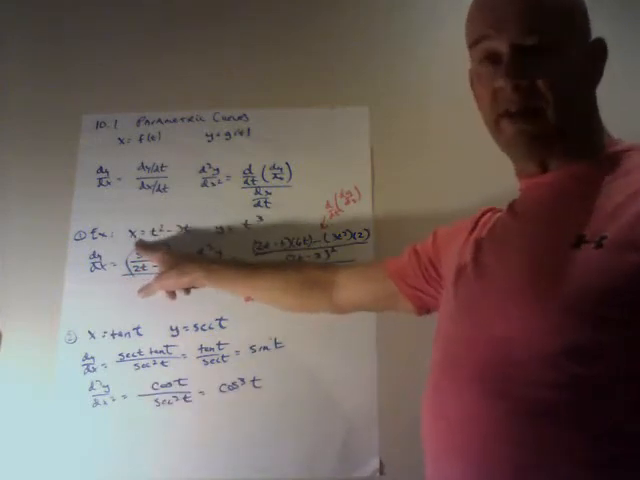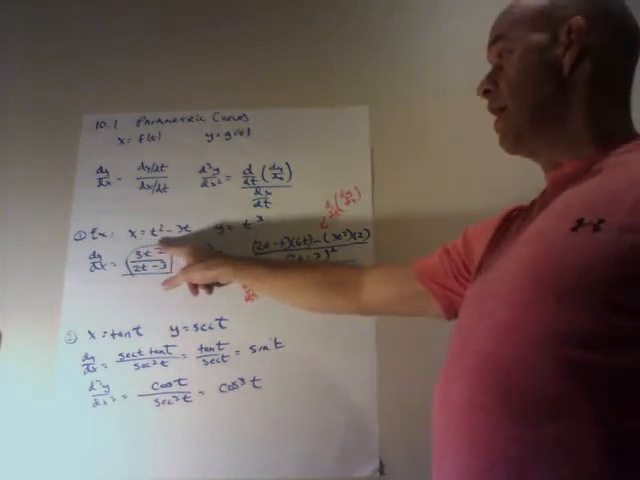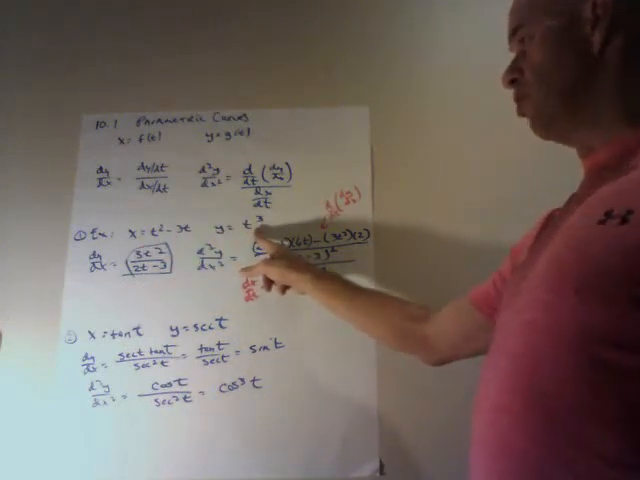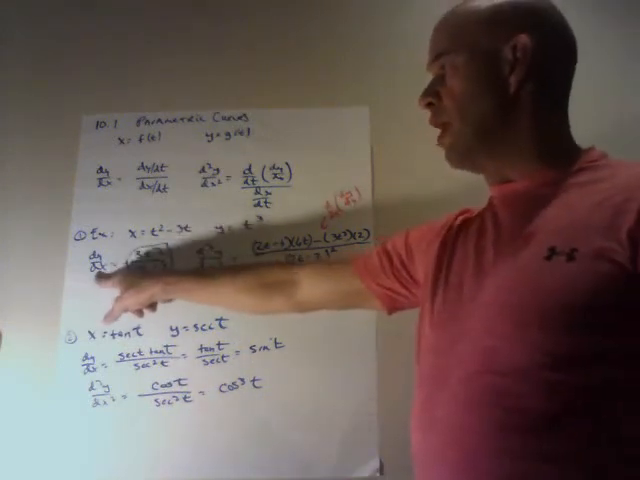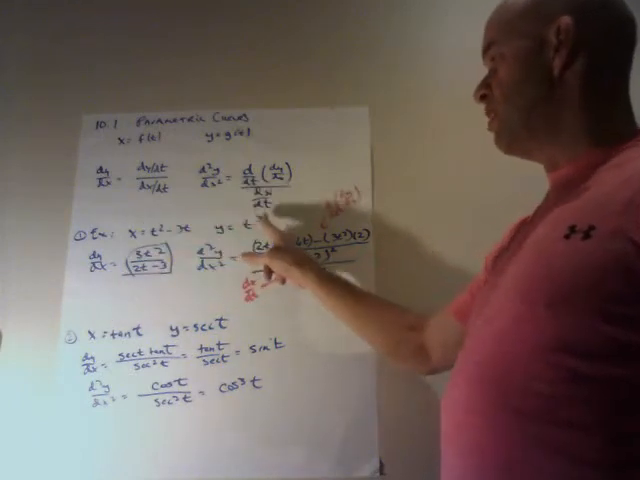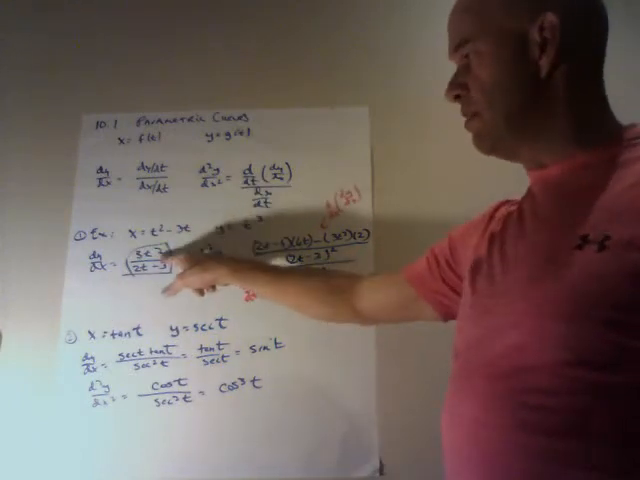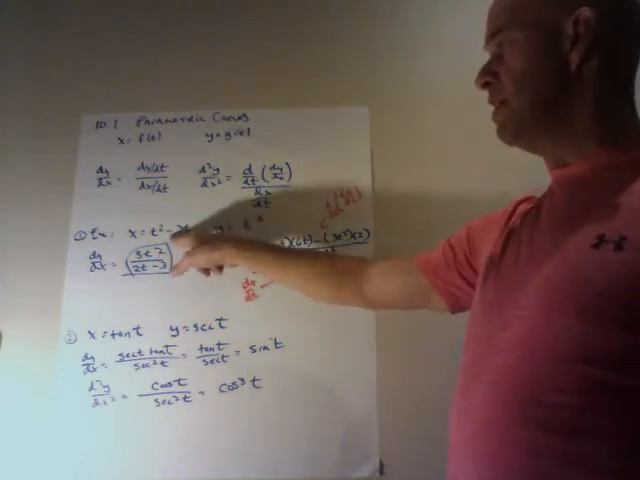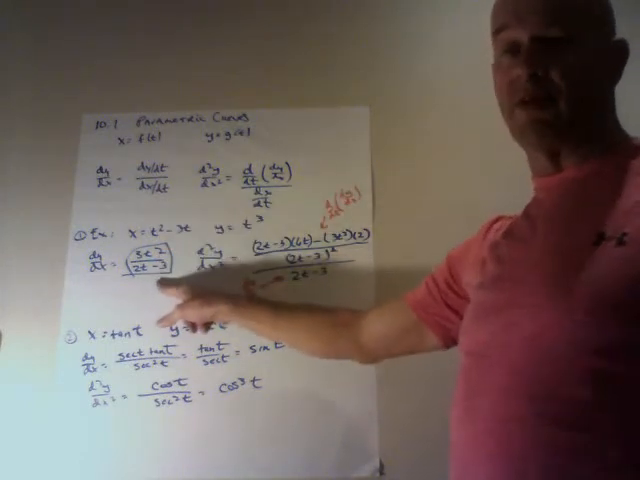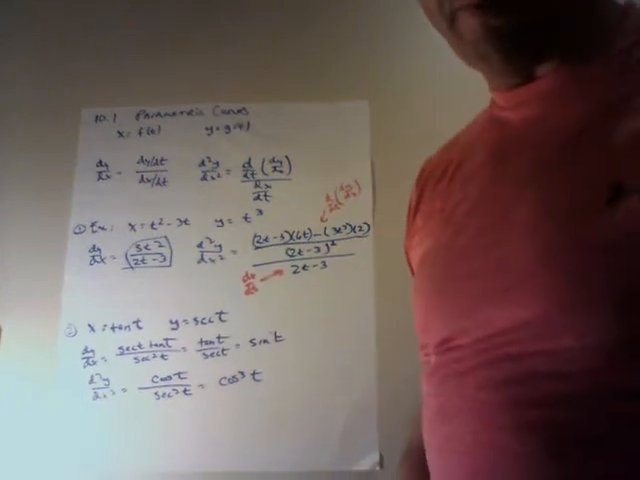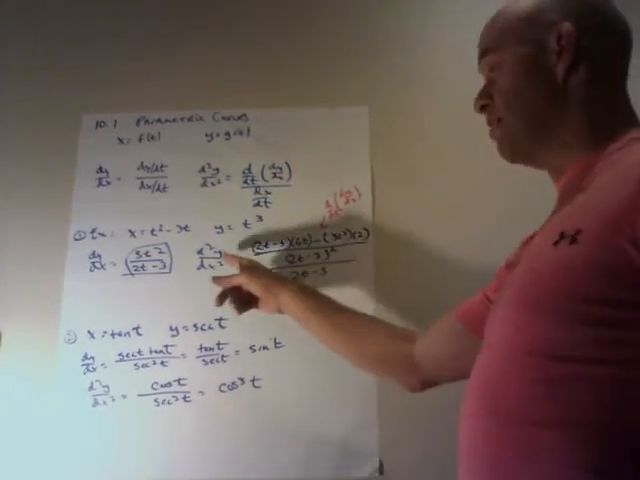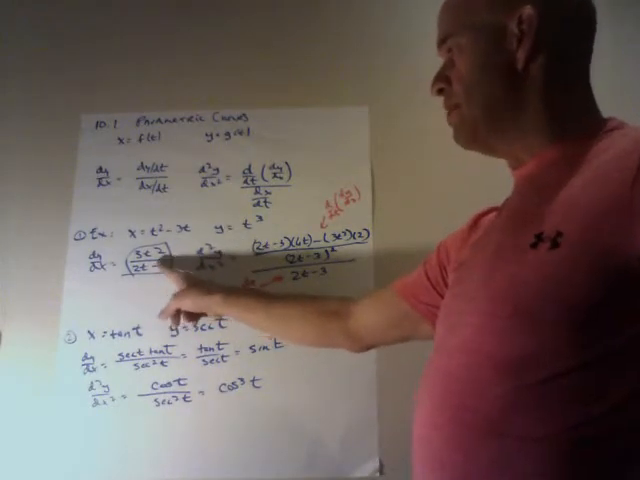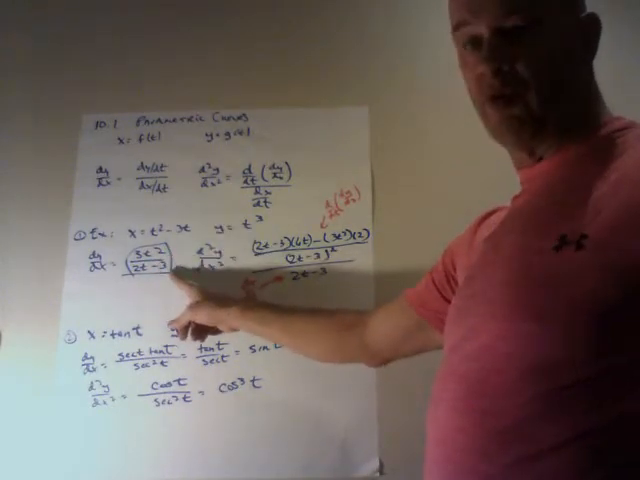So here's a classic example. x equals t squared minus 3t, y equals t cubed. You're asked, what is dy/dx? Well, it's dy/dt, which is 3t squared, over dx/dt, which is 2t minus 3. Now, when we go to calculate the second derivative, I need to take the derivative with respect to t of this, which is the quotient rule.